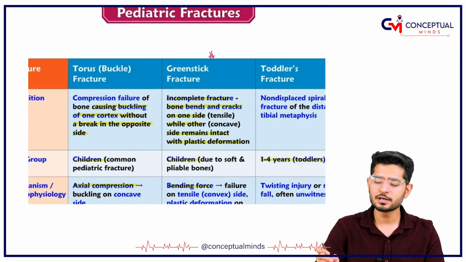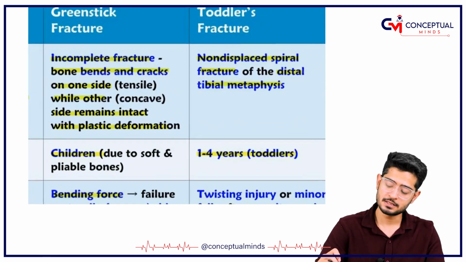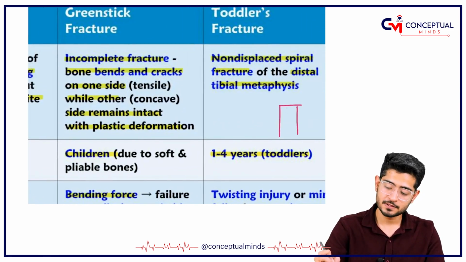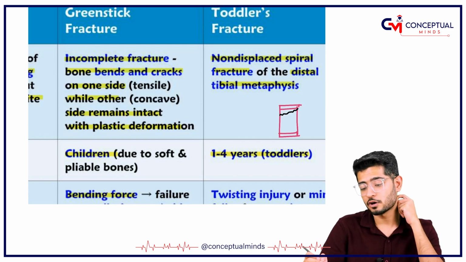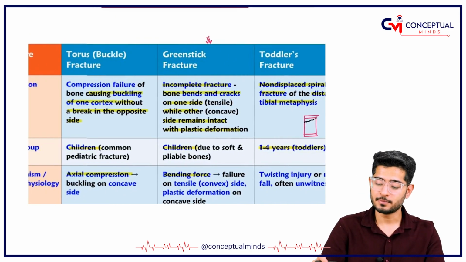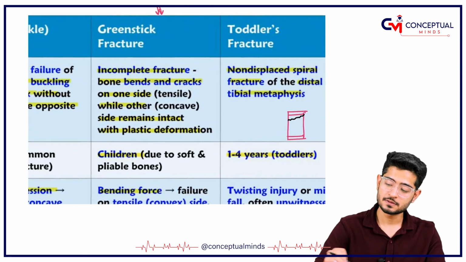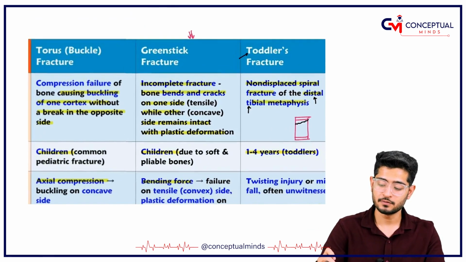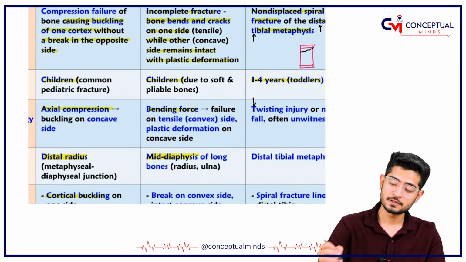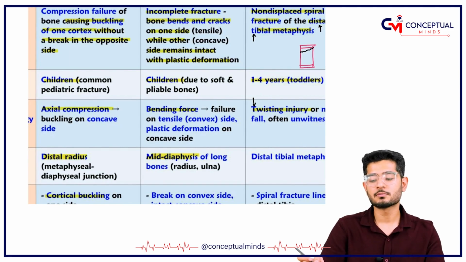It's actually a non-displaced spiral fracture of the distal tibial metaphysis. So if this is the tibia, this is the epiphysis, this is going to be the area of the metaphysis. There is going to be a spiral fracture which is non-displaced. So, a non-displaced spiral fracture of the distal tibial metaphysis. Very simple, very easy. Distal has a T, tibial has a T, toddler has a T, and this T stands for twisting injury. It's going to be a twisting injury on a minor fall, which is often unwitnessed, but it's important.